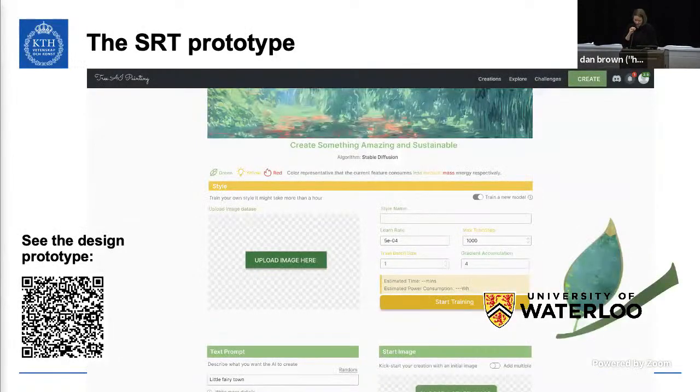So this is the SRT prototype that was tested with the participants. Essentially, these sustainability informational design elements were embedded into a traditional VGAI interface design, where the user can write a prompt and choose settings for the generation. The colors, the graphs and the symbol of a leaf were used in the design. They were defined based on the design informing survey that was done in the first stage of the process. You can access the full prototype through the QR code if you want to see it.